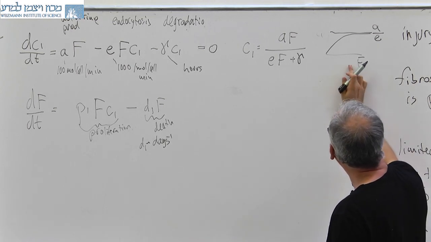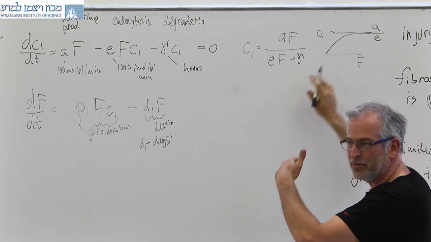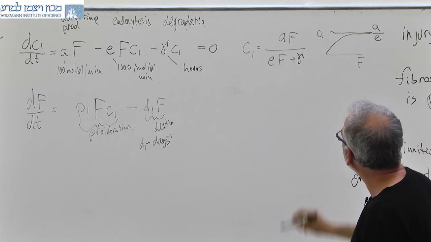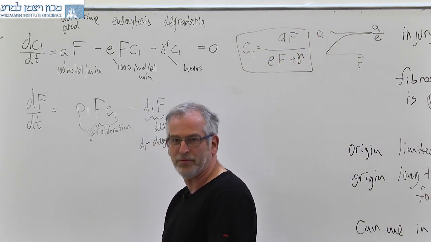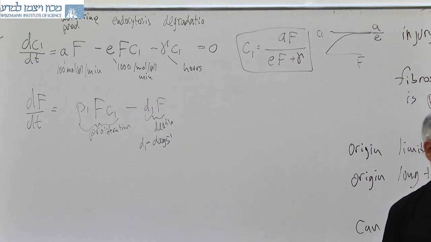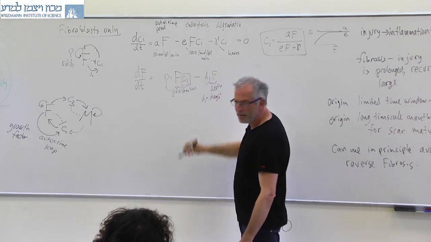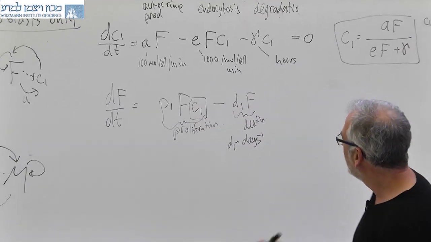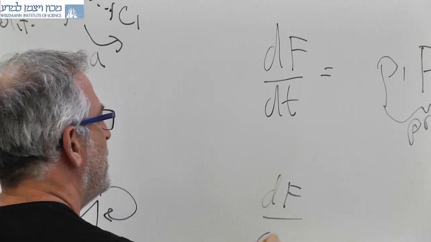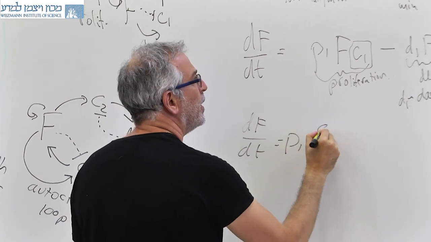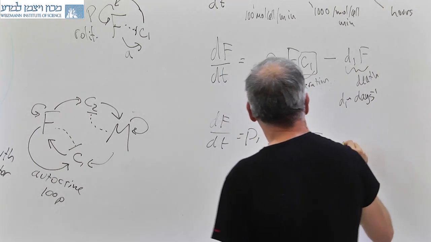And if there's fewer cells, there's less C1 because they're making it. If there's zero cells, there's no C1. If there's a lot of cells, there's a balance between the two. So C1 is measuring cells for us. That's how F knows how many cells of themselves there are. This endocrine loop. Now we can plug this in to here and get an equation for the cells. And we see that dF/dt equals P1 AF divided by (F plus gamma) times F minus D1F.